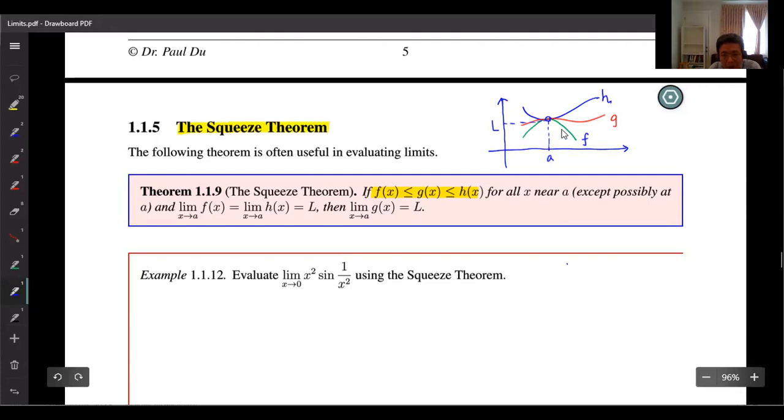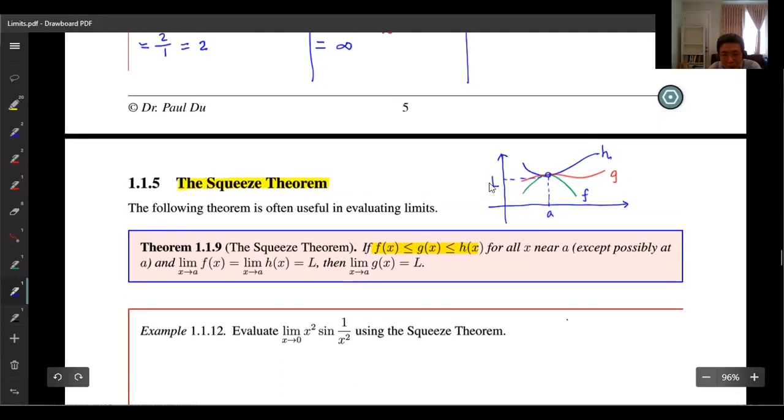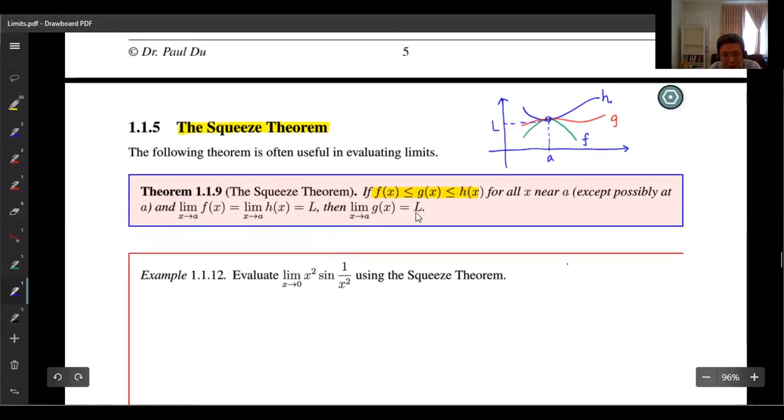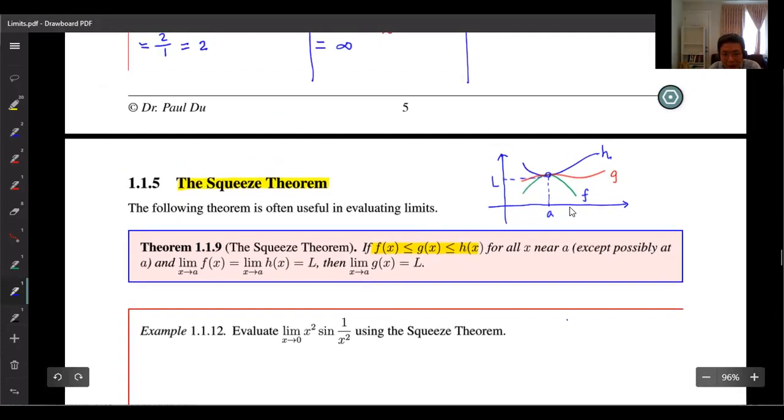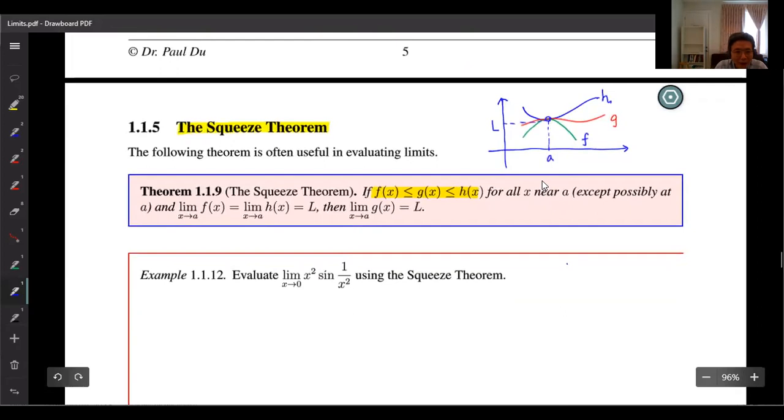So the squeeze theorem says this: if a function is squeezed or sandwiched by two functions, and the two outside functions have the same limit, that means the middle one has no choice; it must have the same limit. So as x approaches A, if both outside functions approach L, then the middle function must also approach L. Intuitively, it makes sense. It's called the squeeze theorem.